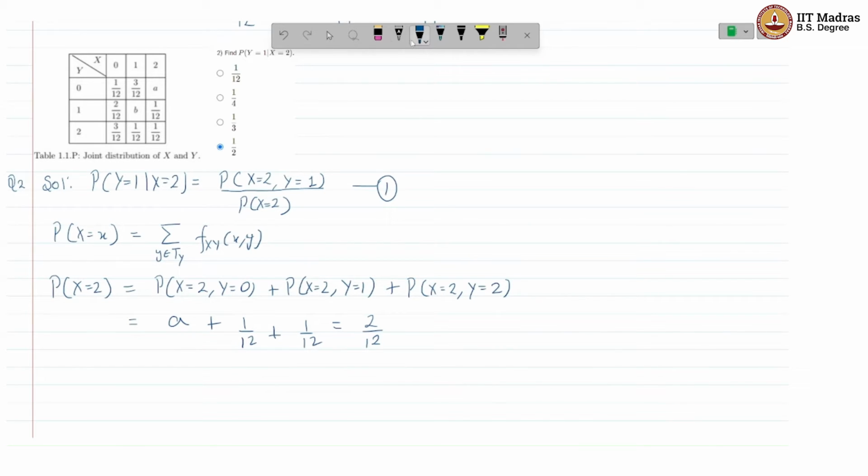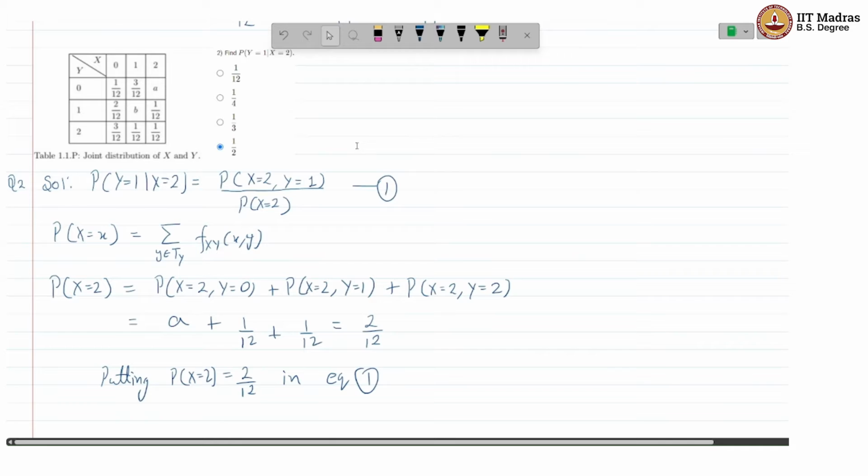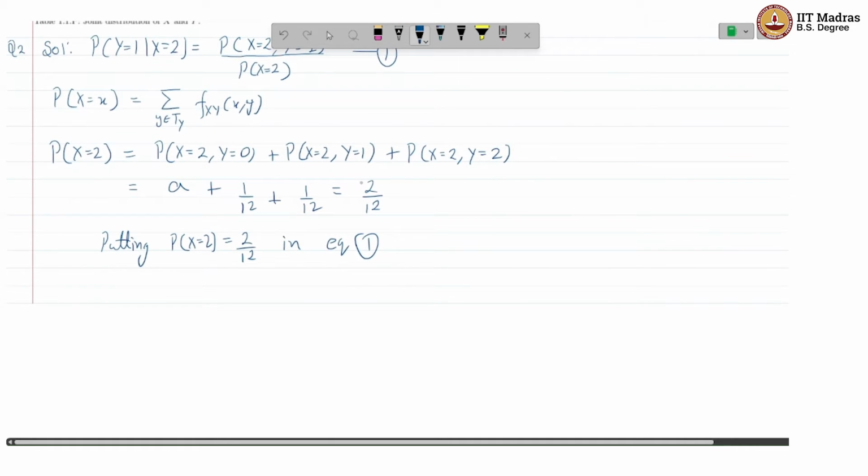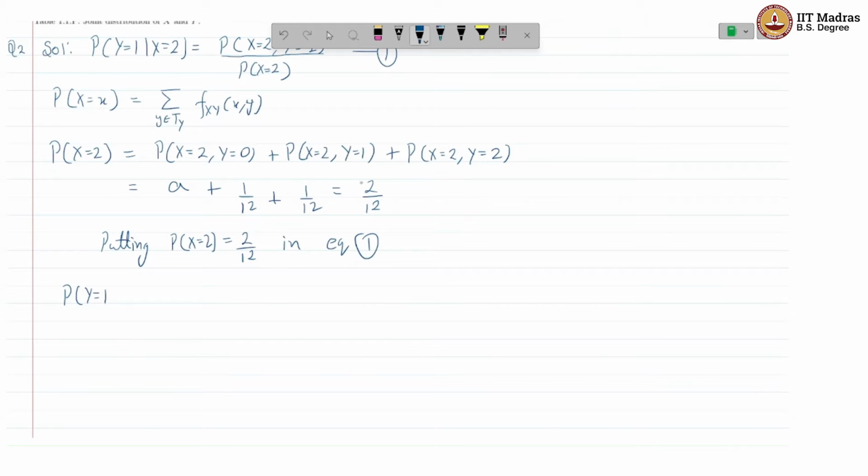So now we'll simply put the value of marginal x is equal to 2 in equation number 1. So now we will calculate the conditional by simply putting the values. So this will be conditional y is equal to 1 given x is equal to 2. This will be equal to the joint probability that x is equal to 2, y is equal to 1 divided by marginal x is equal to 2.